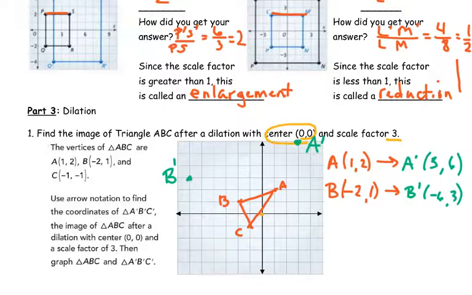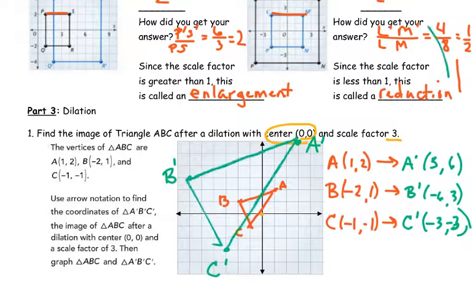For C, the coordinates were (-1, -1). Multiply both of those by 3. I get (-3, -3) for C prime. So I plot those points, (-3, -3), and that's C prime. Please use your straight edge to connect those dots.